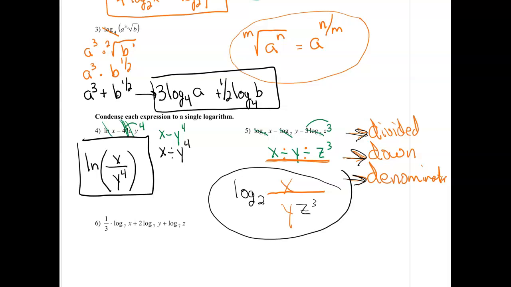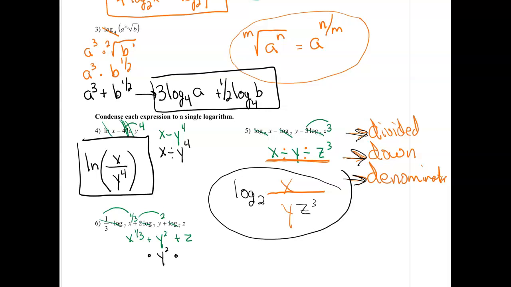Last problem, let's move 1/3 back. Let's move the 2 back. And now, just ignoring everything else, I see x to the 1/3 plus y squared plus z. All that addition will turn into a multiplication.